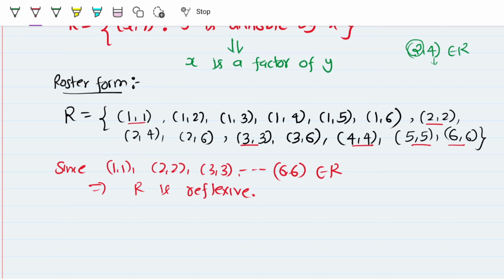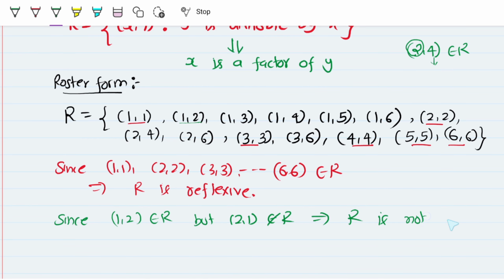Now let me check whether it is a symmetric relation. For symmetricity, we check that whenever (a, b) belongs to R, it implies (b, a) has to be in R. So check: (1, 2) belongs to R, but (2, 1) is not present. It implies obviously it is not symmetric. How to write? Since (1, 2) belongs to R, but (2, 1) does not belong to R, it implies R is not symmetric.